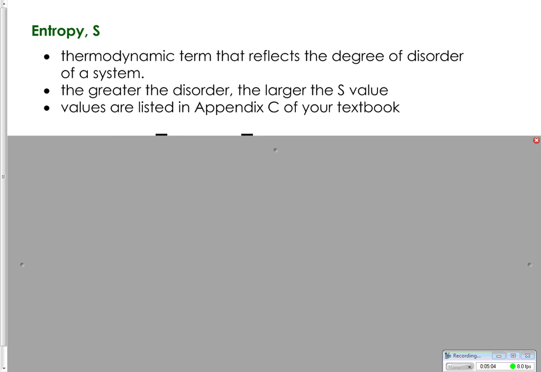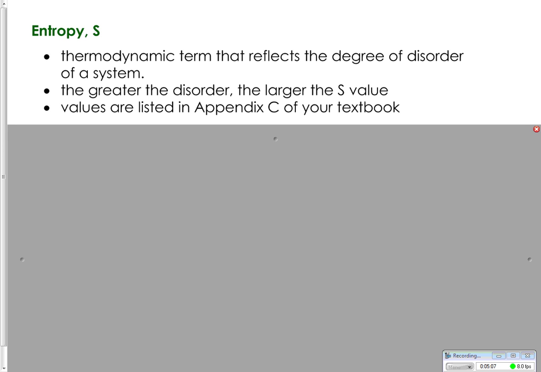Now, the second part of this, the new terminology, is entropy. And again, like I said earlier, entropy has to do with disorder. It's a thermodynamic term that reflects how disordered the particles in the system are. The greater the disorder, the larger the S value. S values can be positive or negative. If you have a positive value, the disorder has increased, so we would say entropy has increased. If the S value you calculate is negative, then you would say that the entropy has decreased.